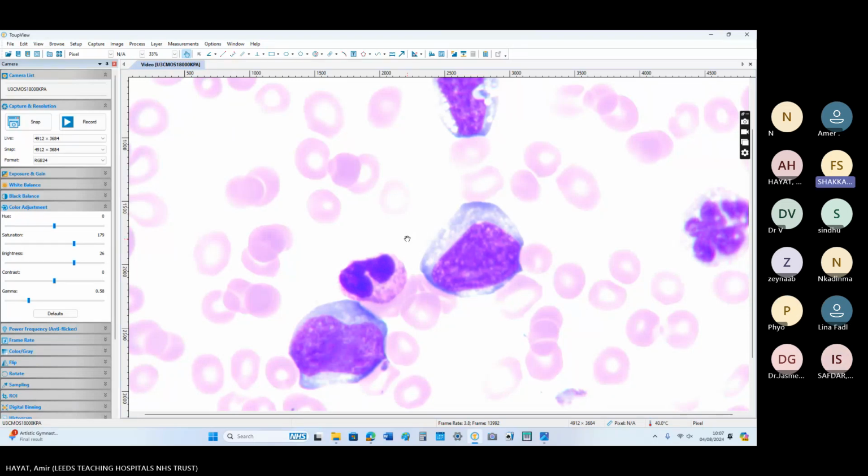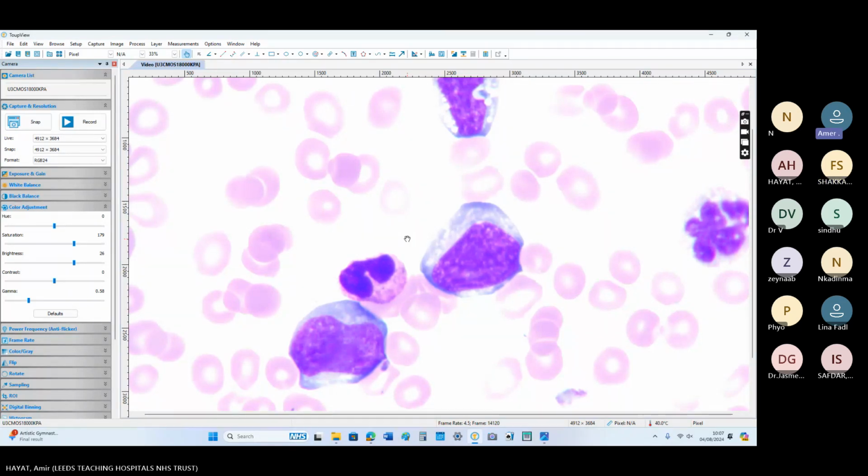IPI score. Okay, so for example, the IPI score of this patient is 3. Do you have any options of treatment for this patient or not? I think Polar R-CHP will be the preferred option here.